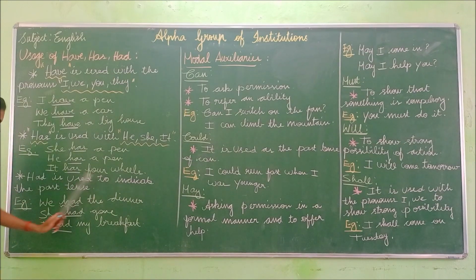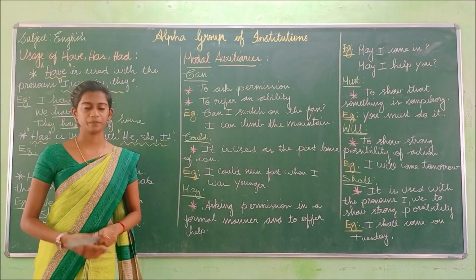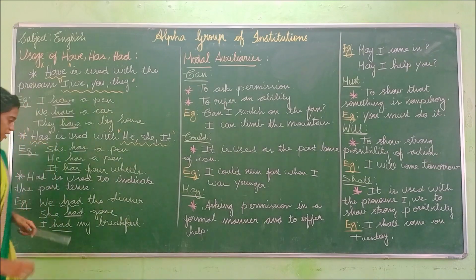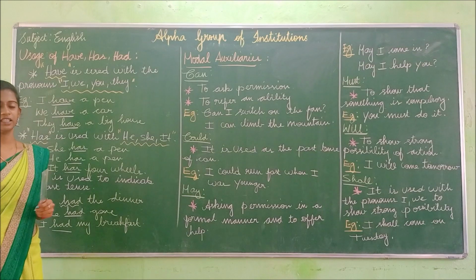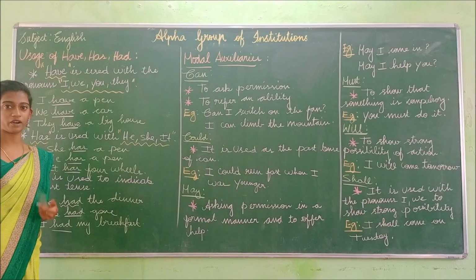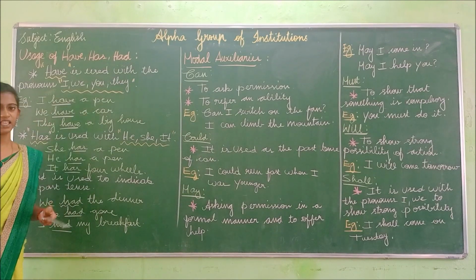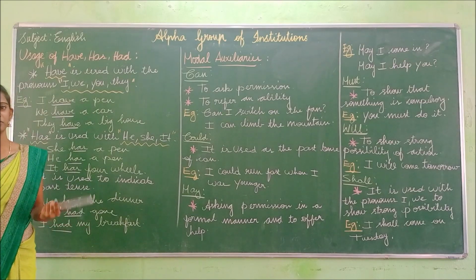Had is used to indicate the past tense. So we have to use this had only to indicate the past tense. So what is the past tense? Past tense means the thing that has already happened. Okay. So the example is we had the dinner. So we had already had the dinner. So it has finished.